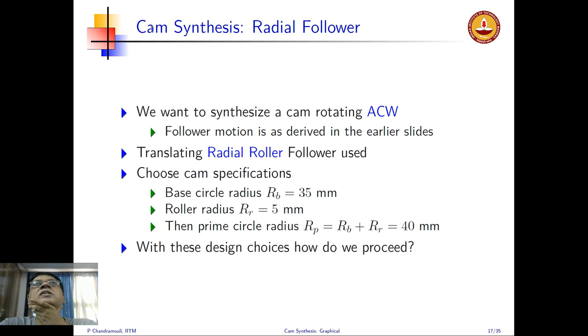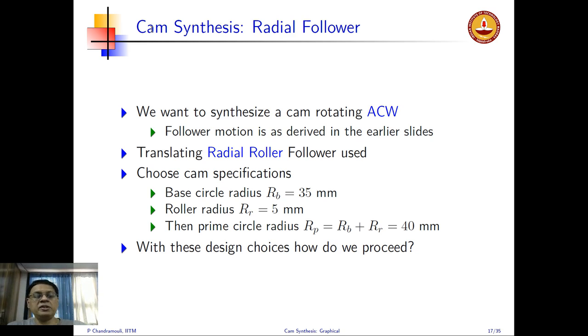We start off the design by choosing the base circle radius, which is 35 mm in this case. This is an arbitrary choice. The size of the cam is decided by this base circle radius. Now the roller radius again is also a parameter in the design. I have chosen that to be simply 5 mm, a small roller. The prime circle, which is basically the roller radius plus the base circle radius, is 40 mm.